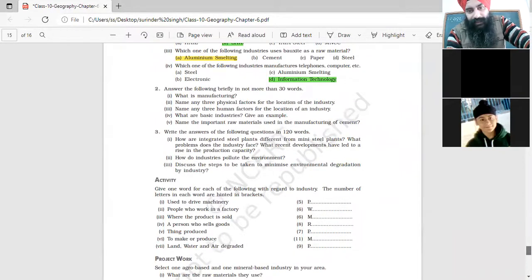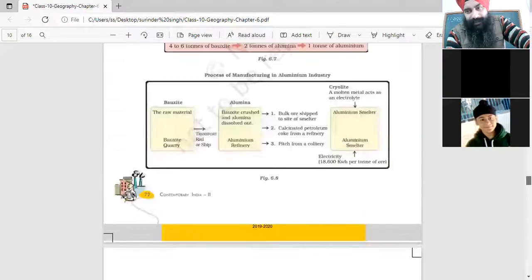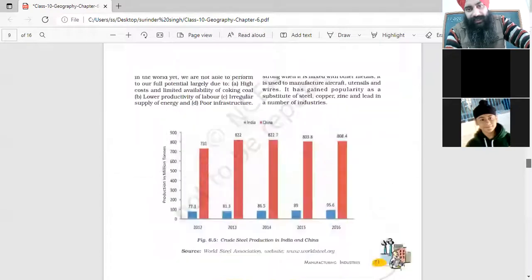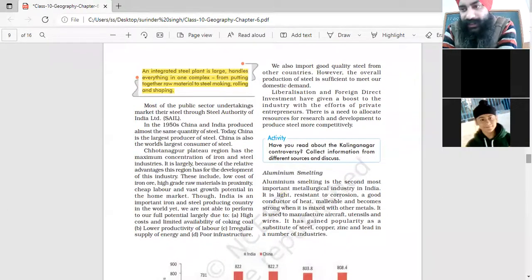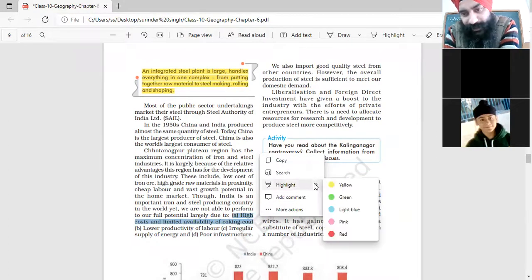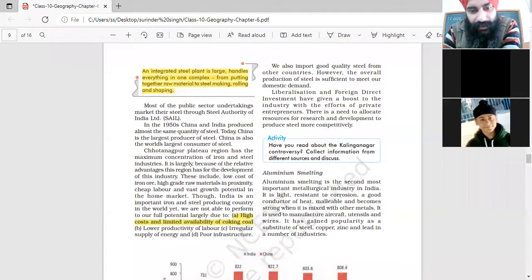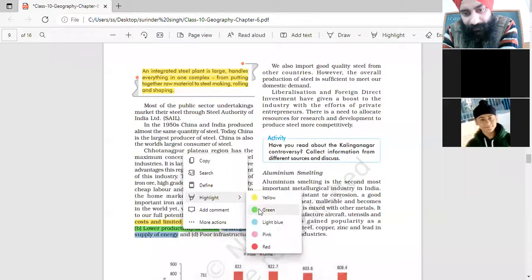Second part of the question, what problems does the industry face? Problems means challenges faced by the iron and steel industries in India. Erratic power supply first. Second, shortage of raw material. Around 60% of iron ore is exported towards Japan and North Korea, which is a challenge to the iron and steel industries. High cost and limited availability of coking coal is a problem associated with the iron and steel industries. Low productivity of labor, irregular power supply, erratic power supply.